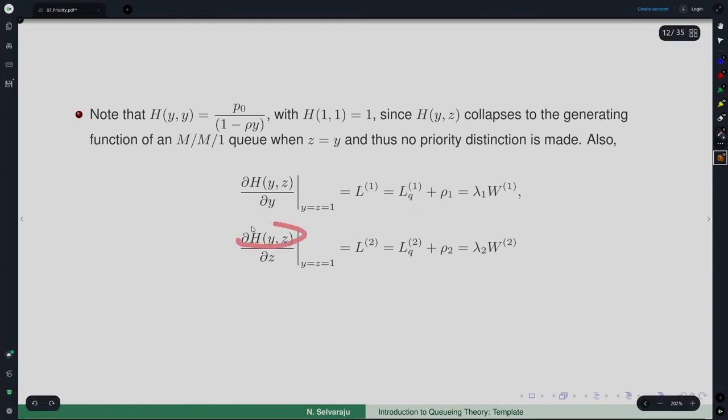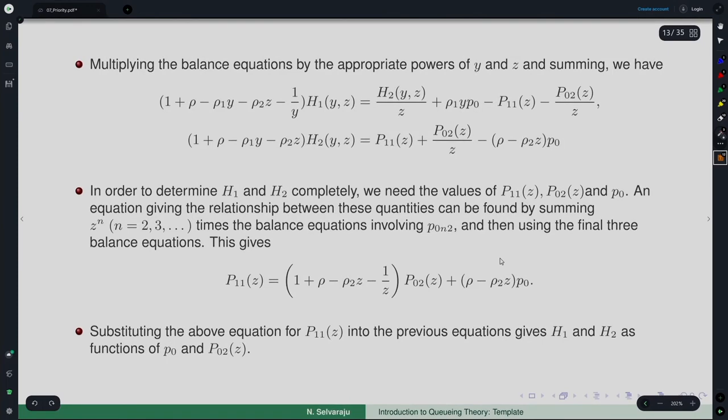Similarly, if I differentiate this generating function partially with respect to z and evaluate it at y equal to z equal to 1, I will get L2, and from that I can get the other performance measures. So, basically, since we are interested in these 4 performance measures, that is what would be our interest as well.